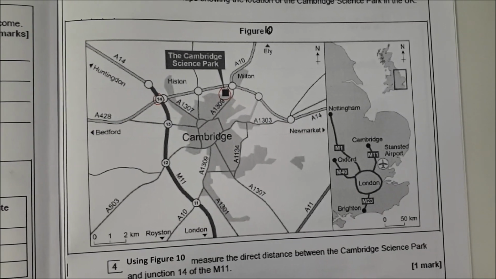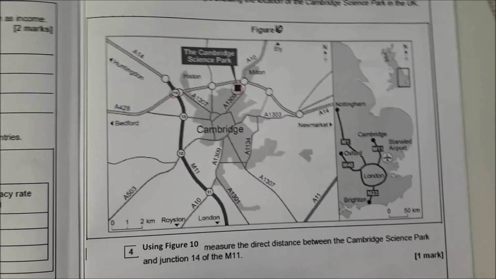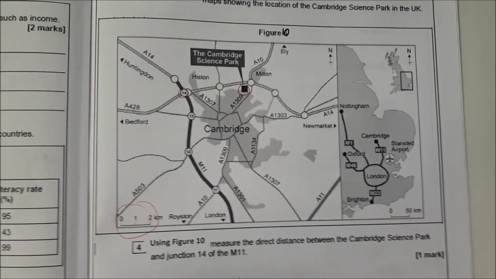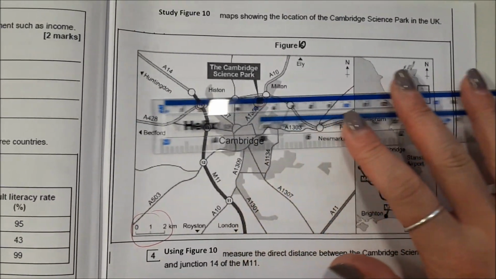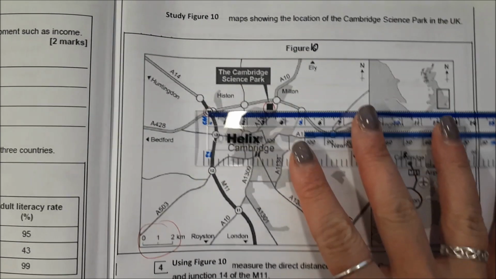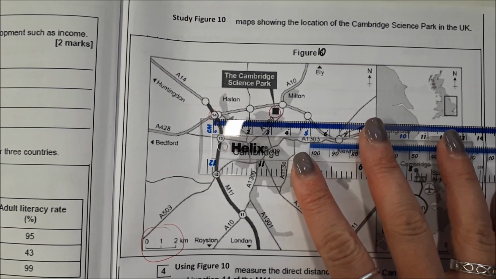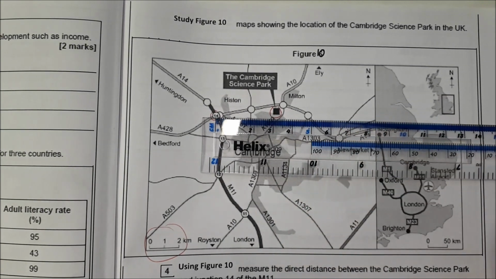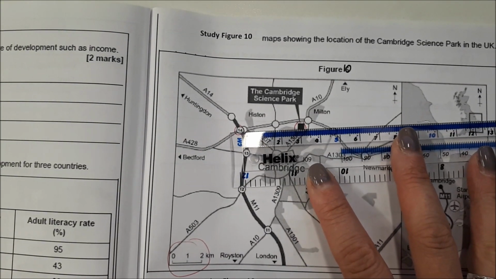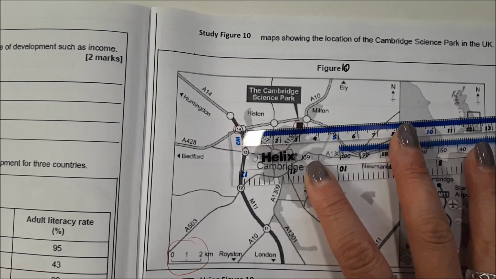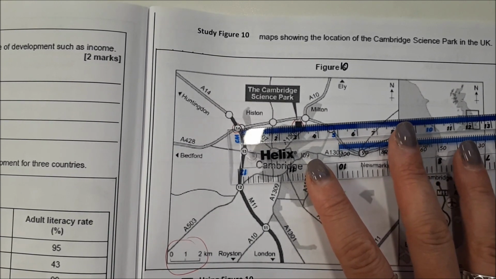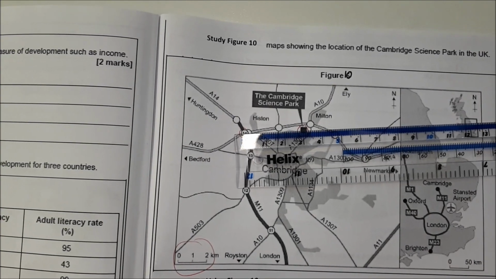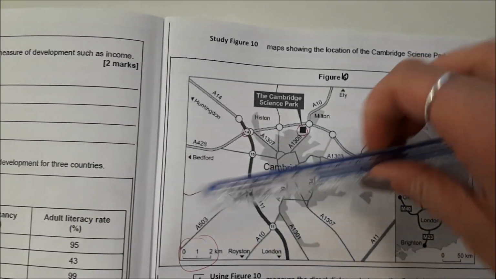Now, how am I going to know the distance? Well, I'm going to use the scale on the map. So I'm going to get my ruler. It says direct distance, so I need to measure directly from junction 14 to the Cambridge Science Park. Now on my ruler, that's 3 centimetres.